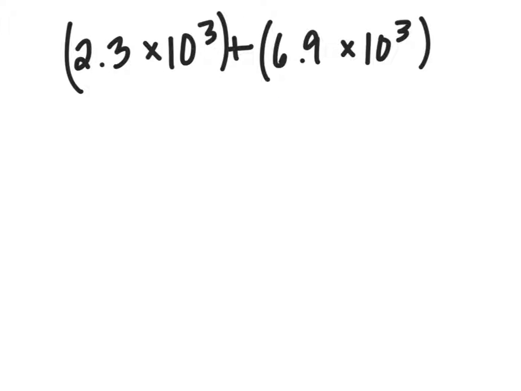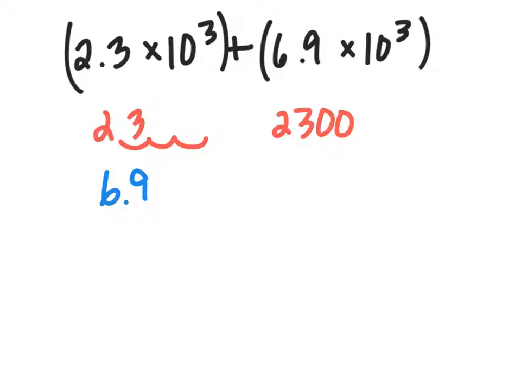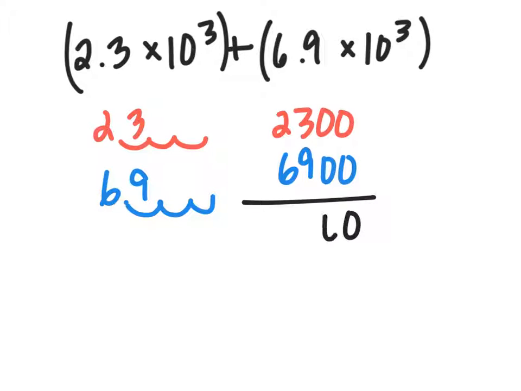Looking at our first example, we have 2.3 times 10 to the third plus 6.9 times 10 to the third. We'll go ahead and expand these. 2.3 multiplied by 1,000 gets you 2,300. And if we do the same with our 6.9 times 10 to the third power, we also get 6,900. And so if we add these together, we get 9,200.